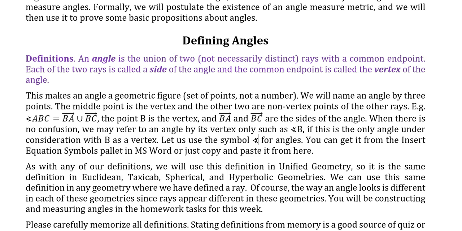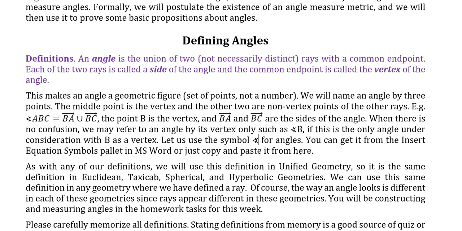As with any of our definitions, we will use this definition in unified geometry, so it's exactly the same definition whether we're talking about Euclidean, taxicab, spherical, or hyperbolic geometry. We can use the same definition in any geometry as long as we have previously defined what is meant by a ray. Of course, the way an angle looks is different in each of these geometries, since rays may appear different in these geometries, something we looked at last week. You will be constructing and measuring angles in the homework task for this week if you're in my class.